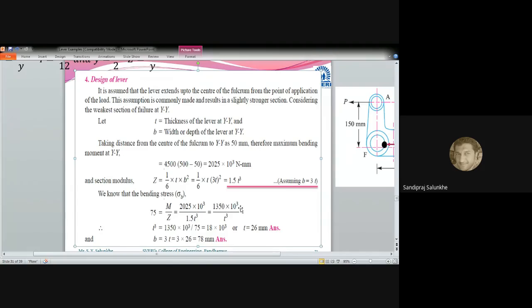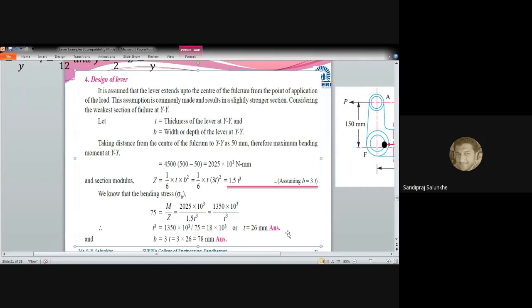So we are going to get 75 is equal to 1350 into 10 raised to 3 divided by T cube. From this we can calculate the value of T cube by taking T cube to the other side, and this is 1350 into 10 raised to 3 divided by 75, which we are going to get as 18 into 10 raised to 3. If you take the cube root of this 18 into 10 raised to 3, we are going to get T as 26 millimeter.